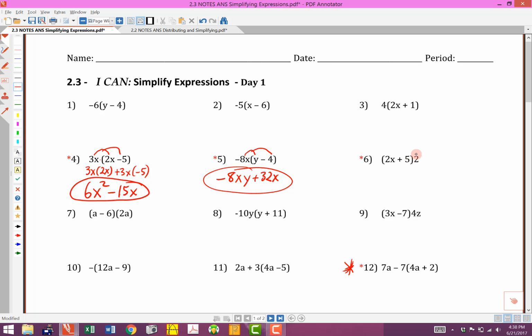This one's a little weird having the 2 on the end, but we can deal with that. We'll go ahead and distribute through. 2 times 2x is going to be 4x, and 2 times 5 is going to be 10. Done. That's it. So 3 problems done just like that.